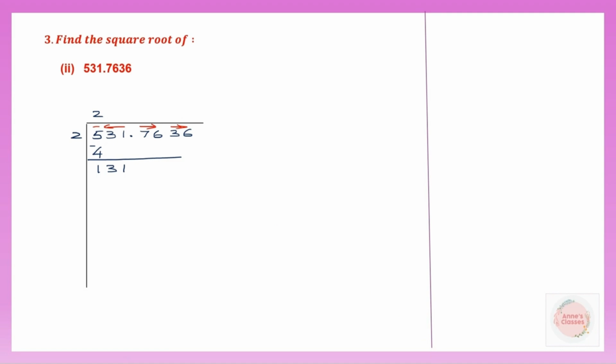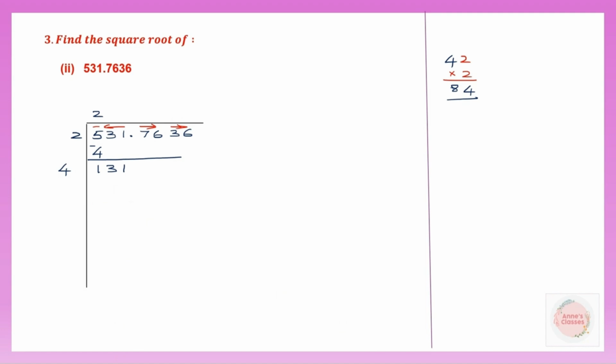2 2's are 4. Now we need to put a number next to 4 so that we get a number close to 131. So let's try 4 here. Write 4 and next to it let's try 2. 42 now into 2. Let's multiply and see what we get. 2 2s are 4, 2 4s are 8. We have only 84. We need to get a number close to 131.